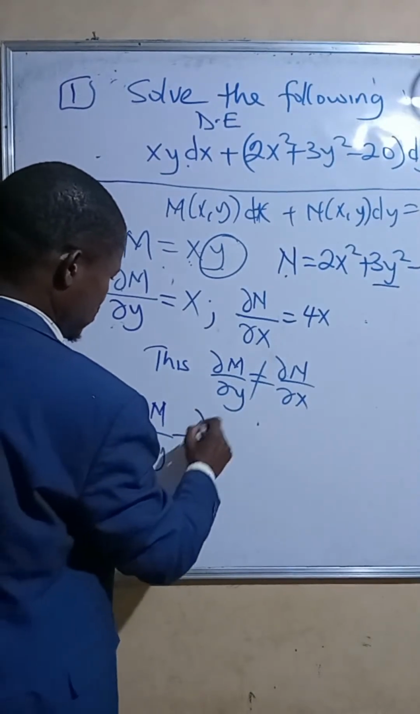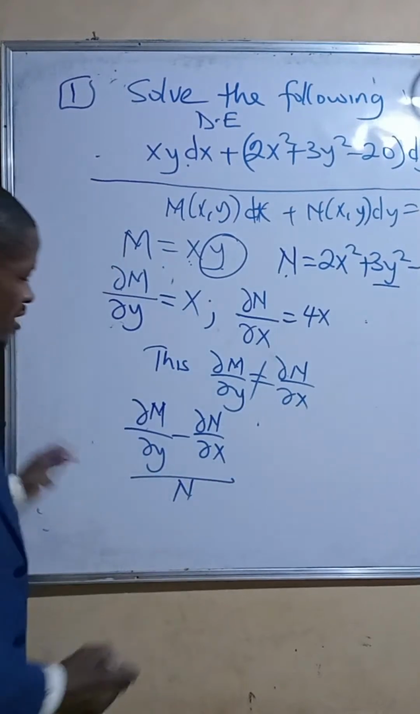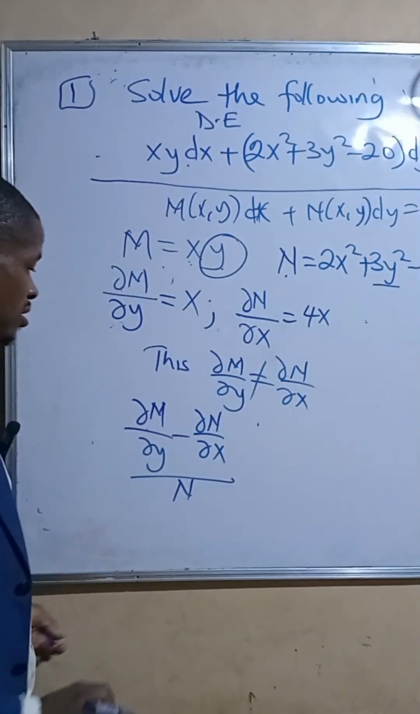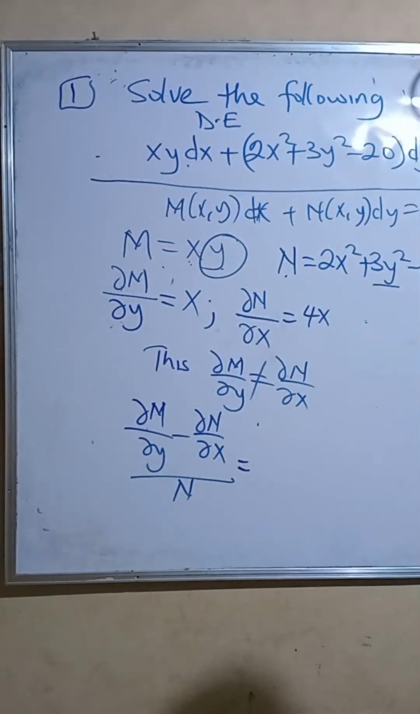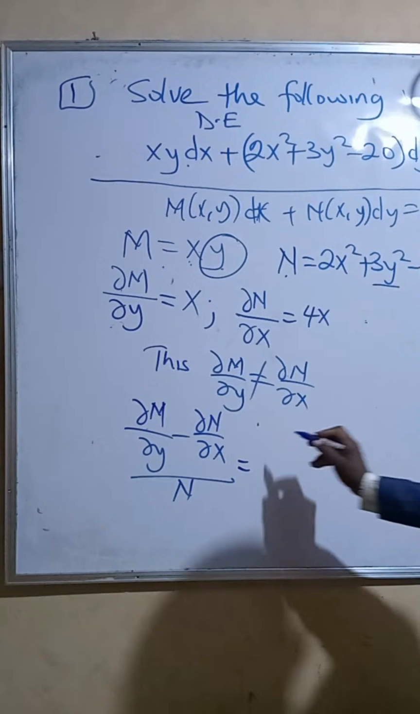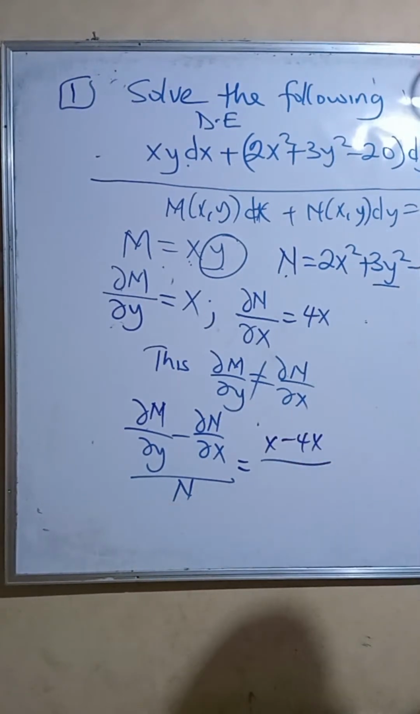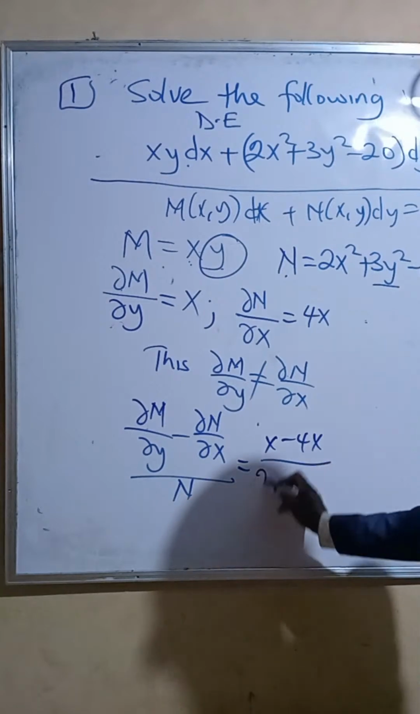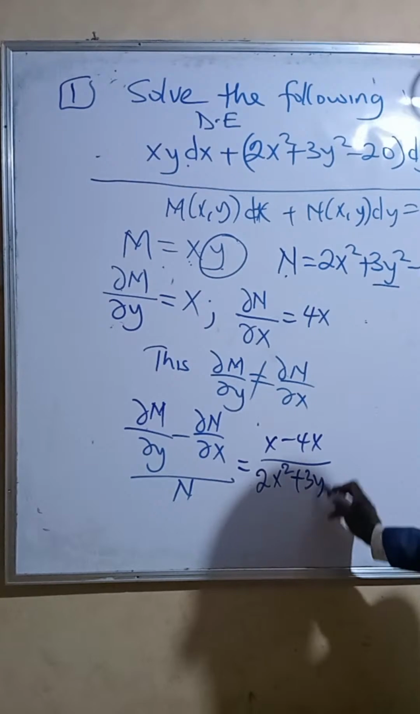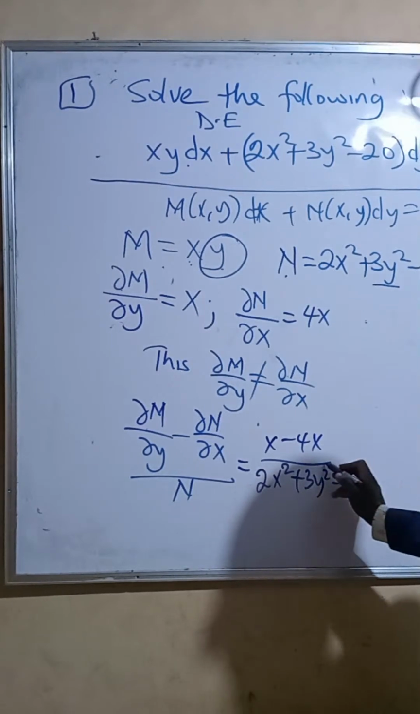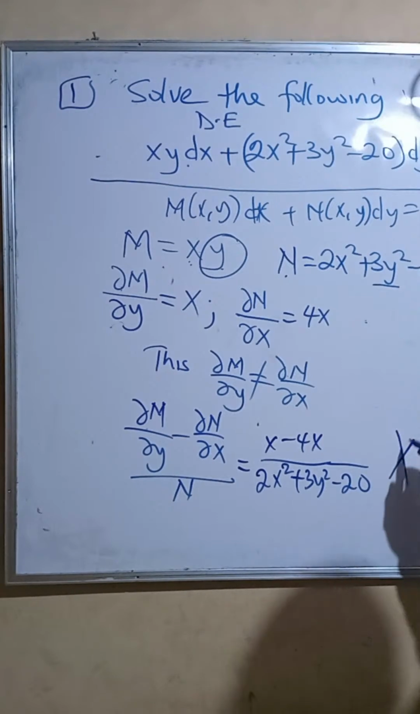Minus this over n. This is continuous and depends on x. So let's check that. It must be functions of x. Let's do the substitution. And so this will be what? x minus 4x all over, my n is what? My n is 2x squared plus 3y squared minus 20. So this contains two variables. So it's nullified. We cannot use it.